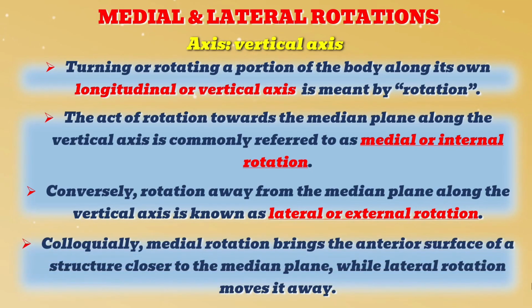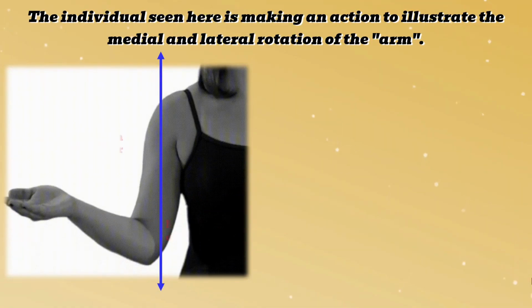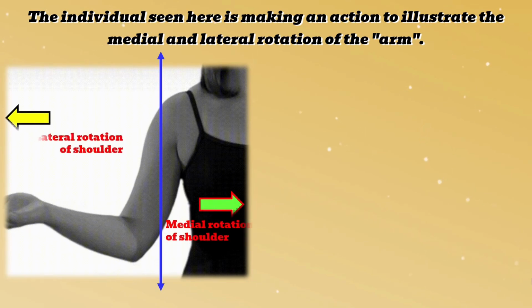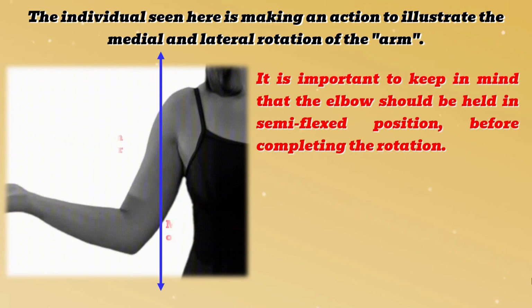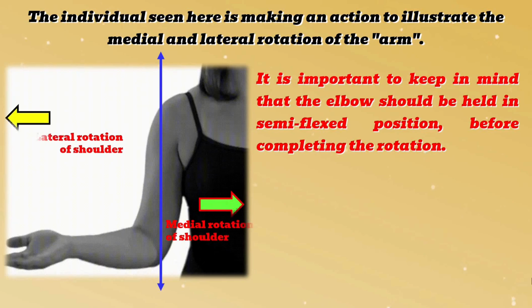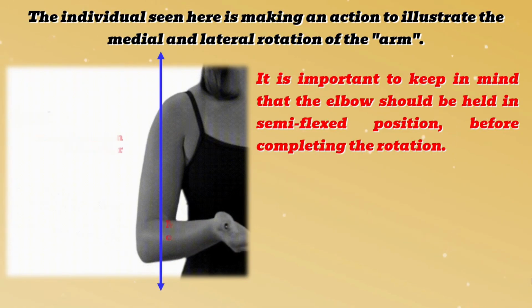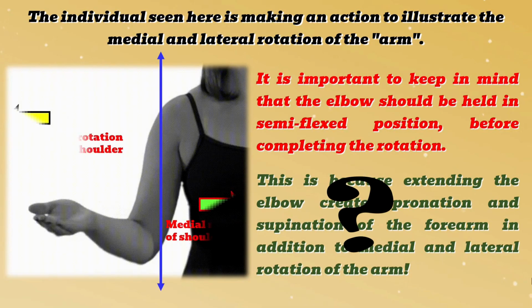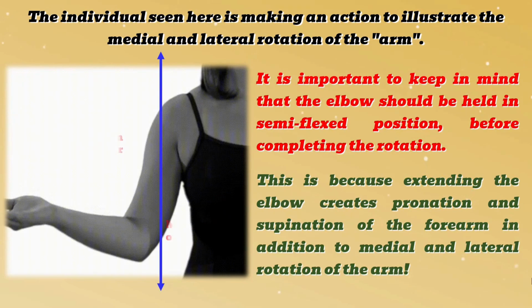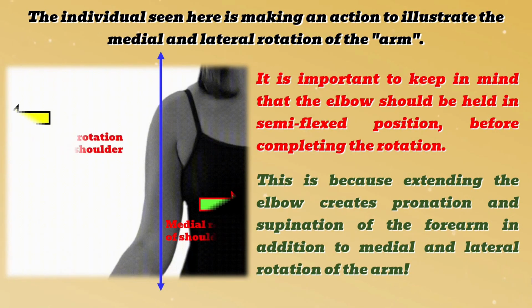Colloquially, medial rotation brings the anterior surface of a structure closer to the median plane, while lateral rotation moves it away. The individual seen here is making an action to illustrate the medial and lateral rotation of the arm. Dear medicos, it is important to keep in mind that the elbow should be held in a semi-flexed position before completing the rotation. Why is it so? This is because extending the elbow creates pronation and supination of the forearm, in addition to medial and lateral rotation of the arm.